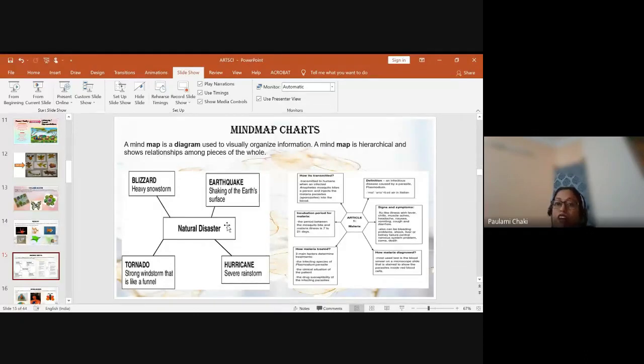Then in grade 8 we have force and pressure. Different effects of force can be nicely made into a mind map. Then types of force can be done. Then there is one lesson called Some Natural Phenomena, where earthquakes, its effects, and how to take the safety measures can be easily dealt with mind map charts.